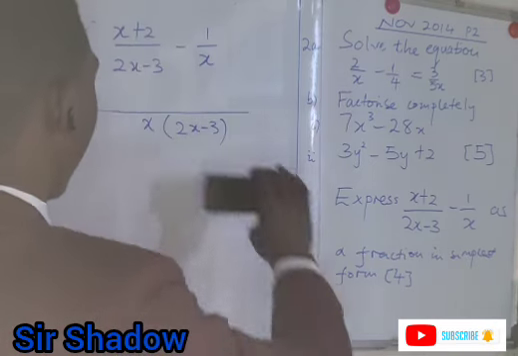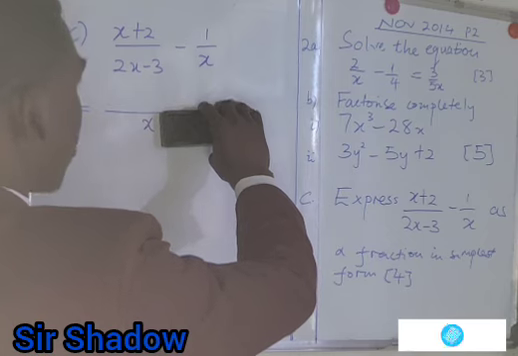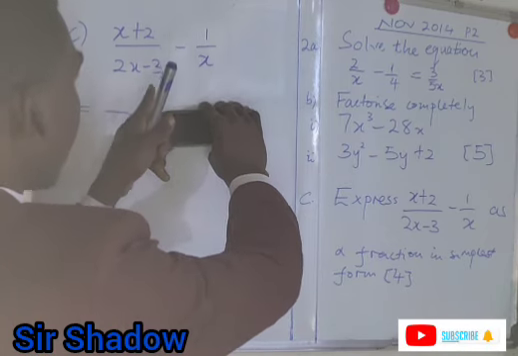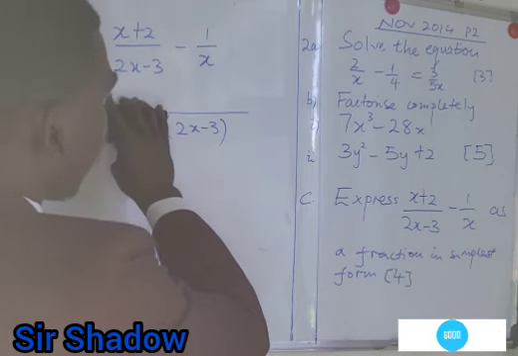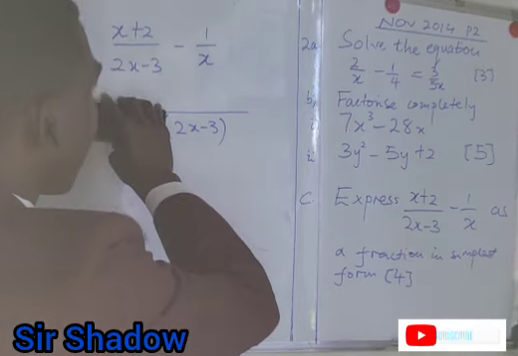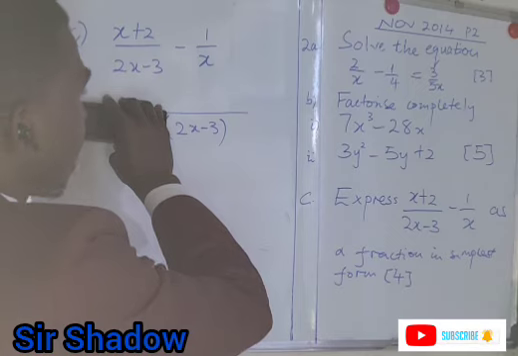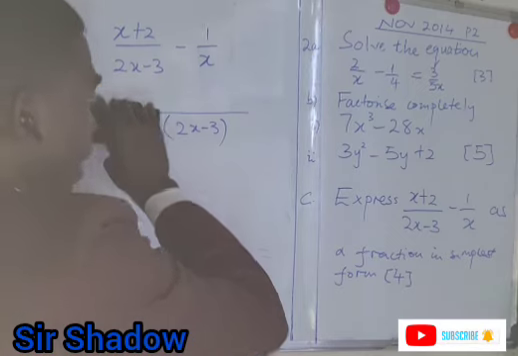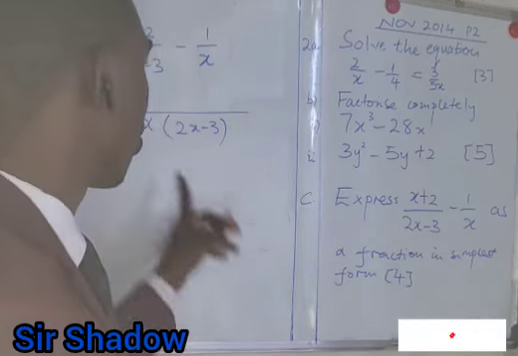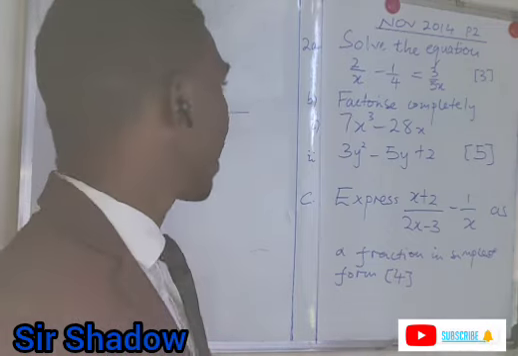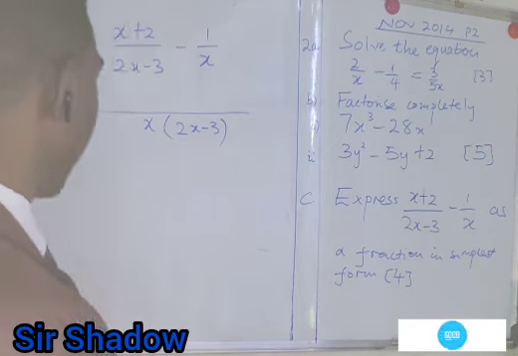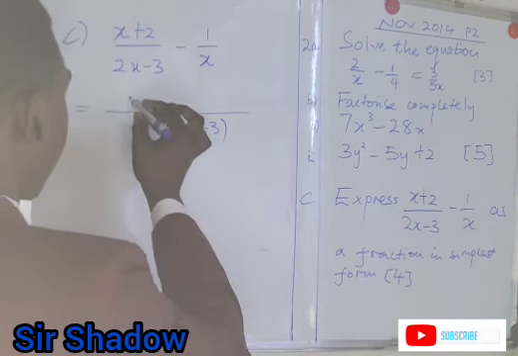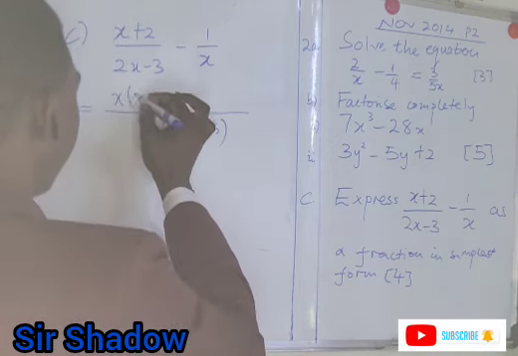If we write x as a common denominator, then 2x minus 3 cannot enter into x. And also if we write 2x minus 3 as a common denominator, then x cannot enter into 2x minus 3. So our common denominator is x open bracket 2x minus 3. So we are saying 2x minus 3 into 2x minus 3 is 1. 1 times x, which is x. x is multiplying the numerator.